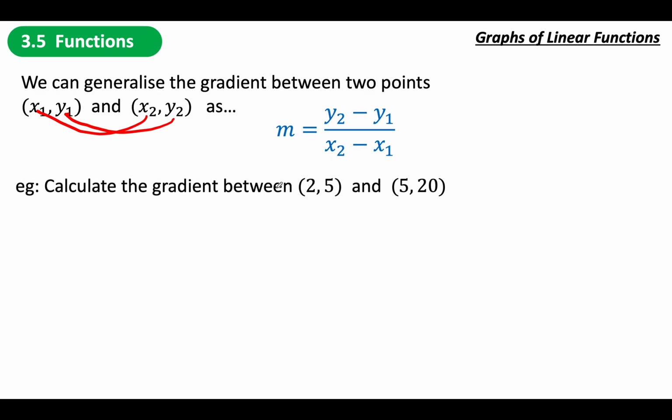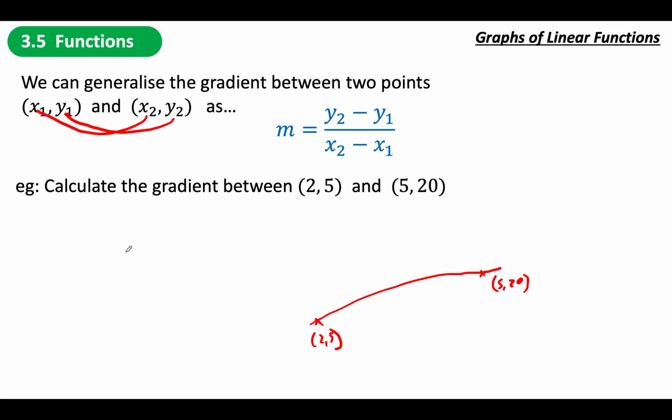Calculate the gradient between these 2 points, (2, 5) and (5, 20). I think it's a good idea to sketch them roughly. You choose a place and put your coordinate down, and you choose another place where it's going to be a bit higher and quite a bit further along. It's your sketch, you decide the scale. That's my straight line. Sorry, it's kind of difficult to draw on this pad.